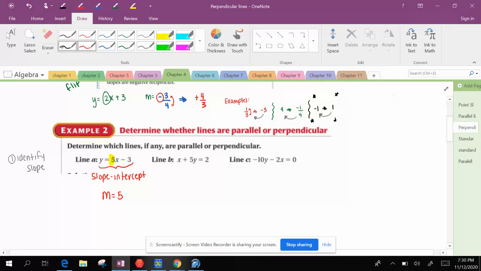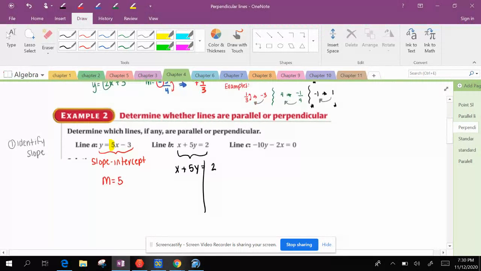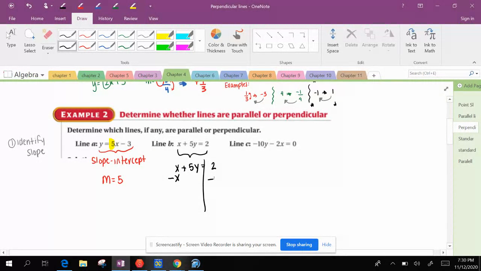Well, let's take a look at line B. That's all I needed to do. Line B, is this in the correct form that we need it to be in? No, it's not. It's in standard form right now: x plus 5y equals 2. We need to get it in slope-intercept form. So I'm going to rewrite it, and I'm going to move some things around. What is the first thing I'm going to move? The x. I'm going to subtract it to the other side. So I'm left with 5y equals negative x plus 2.